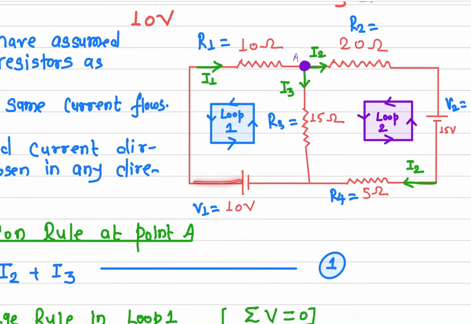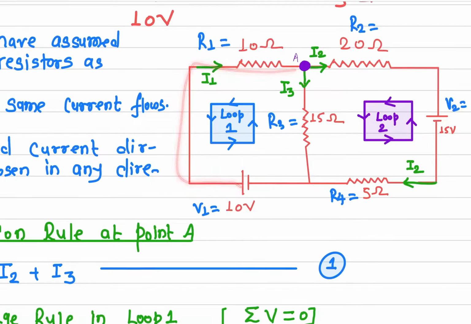Here I have chosen this as my current direction, and as this is a direction of the current, I'm calling this I1, this I3, and this I2. I2 now flows through this circuit here. Whatever current flows through this 20 ohm, the same current is flowing through this 5 ohm here. And now this is I3. So I have now chosen the current direction.